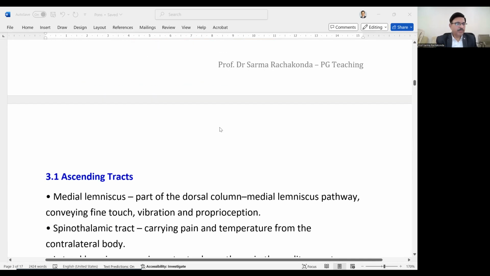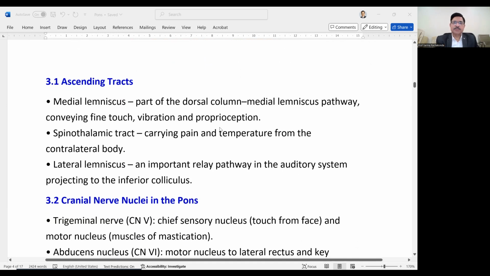Okay. So what are the ascending tracts we have got? Ascending tracts we know are called lemnisci. These are called tracts in the spinal cord. When they go in a compact way, they form one lemniscus, and it has 4 components. The medialmost part is called the medial lemniscus, which carries what? Fine touch, vibration and proprioception from the cuneate and the gracile nuclei. That is the medial lemniscus.